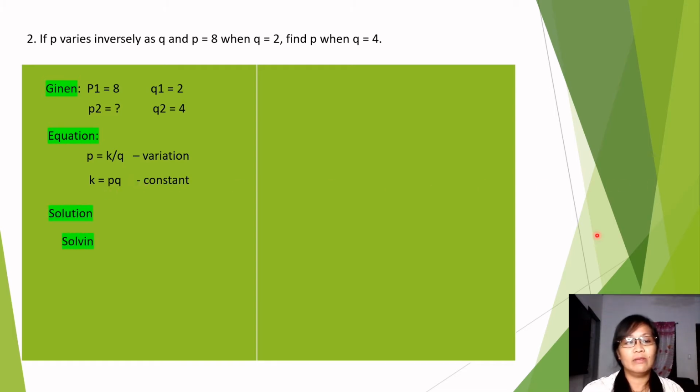And our solution, solving for K using the constant equation, K is equal to PQ. Substitute the given: P is equal to 8, and Q sub 1 is equal to 2. Therefore, 8 times 2 is equal to 16. So K is equal to 16. And solving for our unknown P sub 2, we're going to use the equation for the variation, P sub 2 is equal to K all over Q sub 2. So substitute the given. K is 16, divided by Q sub 2, which is equal to 4. So 16 divided by 4 is equal to 4. Therefore, our P sub 2 is equal to 4.